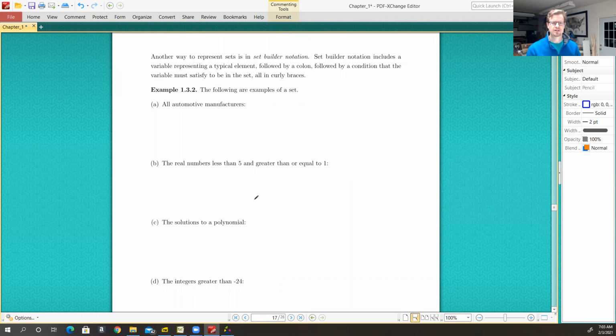All right, so let's consider another way to write sets. So this additional notation is called set builder notation. And if I wanted to consider all automotive manufacturers, I could simply say the set C, which is, we'll still use curly braces, but we would say X such that, okay, so the vertical bar is such that, so objects such that the object is an auto manufacturer.